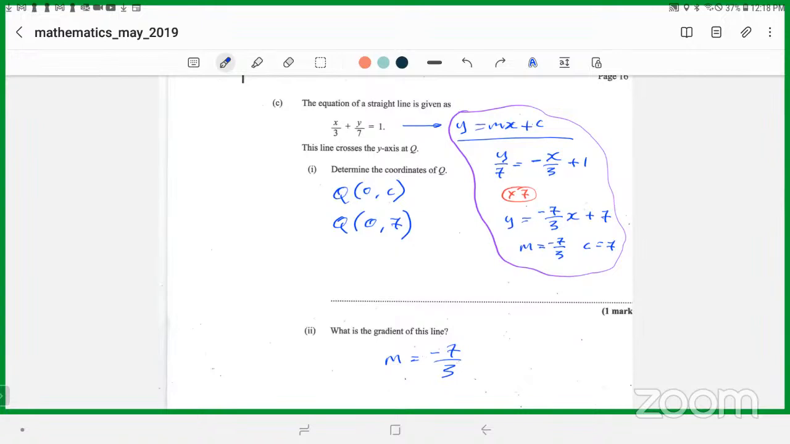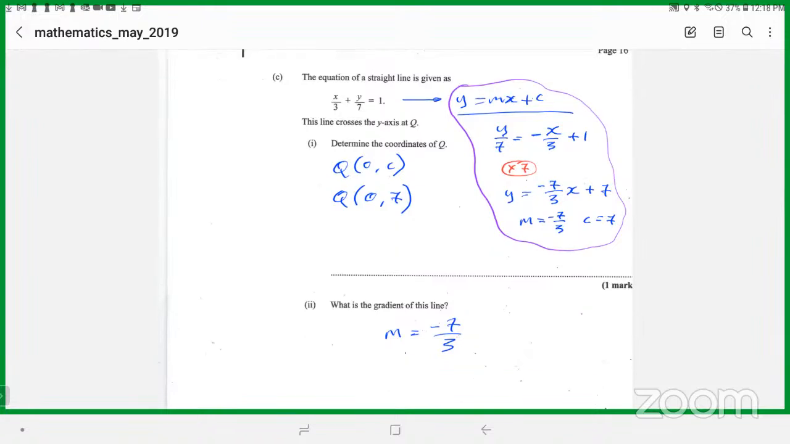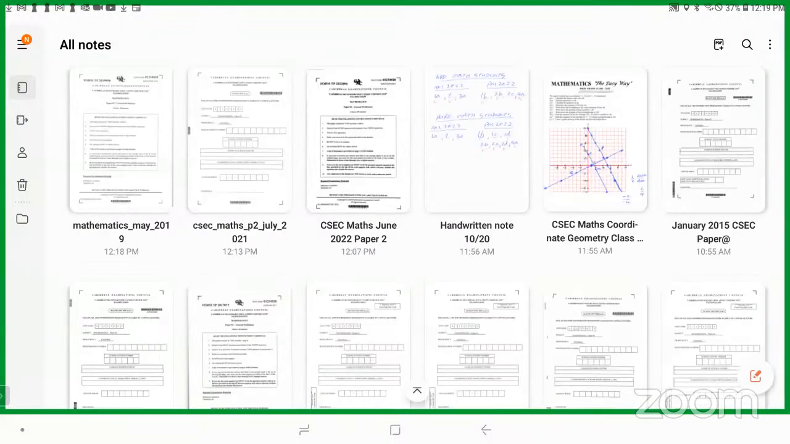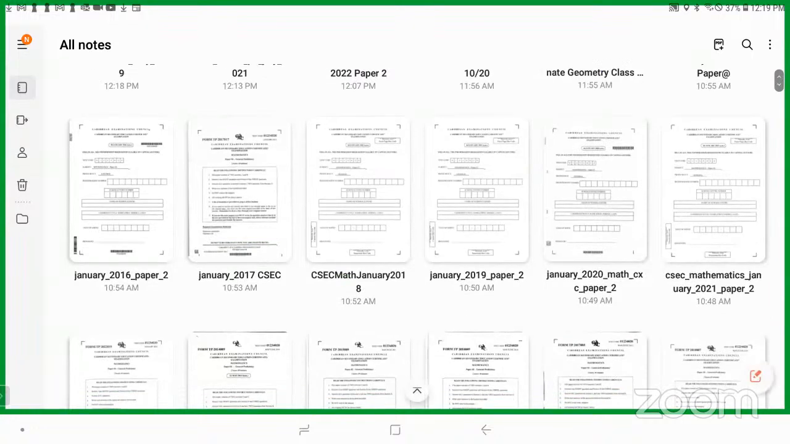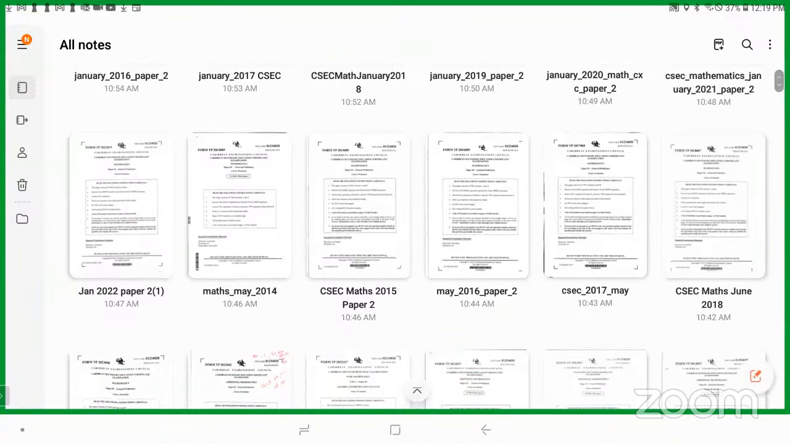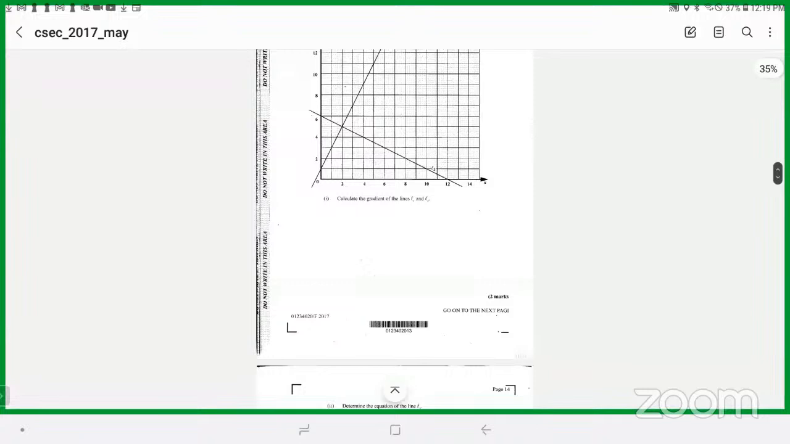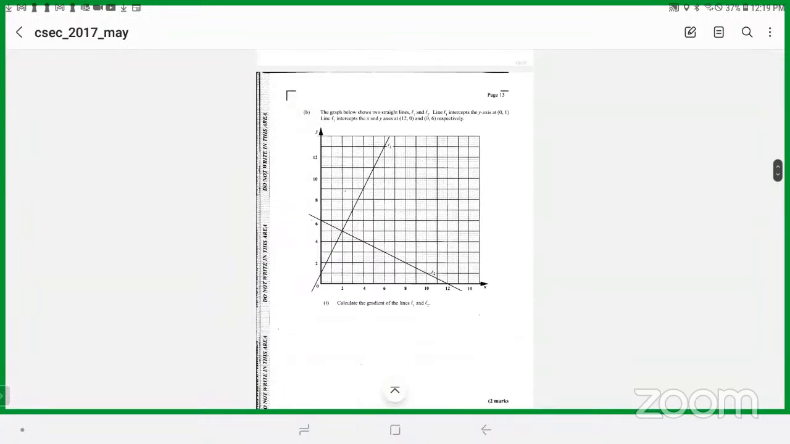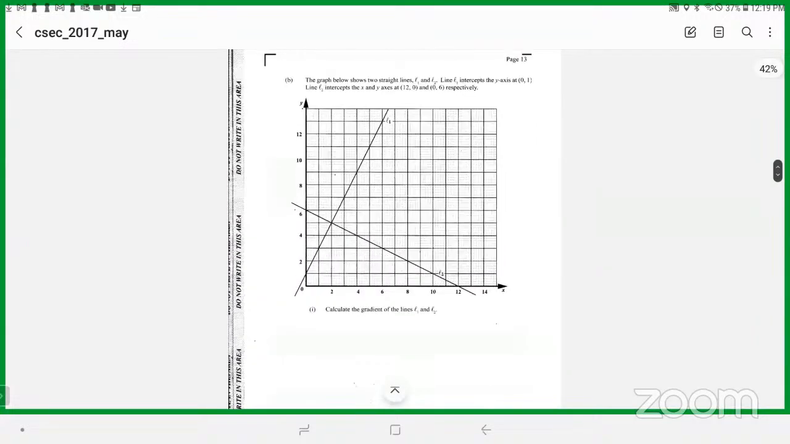Let's look now at another one, which was on 2017. Coordinate geometry is relatively frequent on the exam, so you can be almost certain to get it. There are a couple of years that they might skip over it, but for the most part, it comes on almost every exam paper. Here's another one. This is on May 2017.